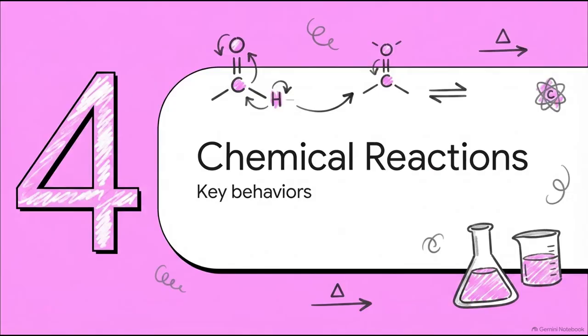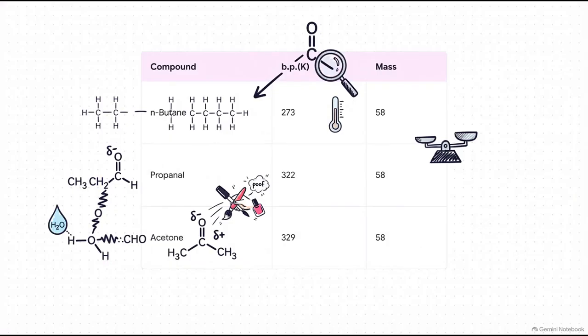Which brings us to Section 4, Key Chemical Reactions. Let's see how these molecules behave when we start mixing things up. First, take a look at these three compounds. They all have the exact same molecular mass of 58: N-butane, propanal, and acetone. But look closely at those boiling points. N-butane boils at 273 Kelvin, while our aldehyde and ketone boil significantly higher, at 322 and 329 Kelvin.